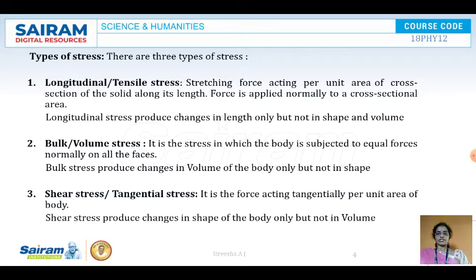Next is a shear stress or the tangential stress. It is a force acting tangentially per unit area of a body. It is a tangential stress which we apply tangentially on a body. It is called a tangential stress or the shear stress. Shear stress produces a change in the shape of the body but not in volume.